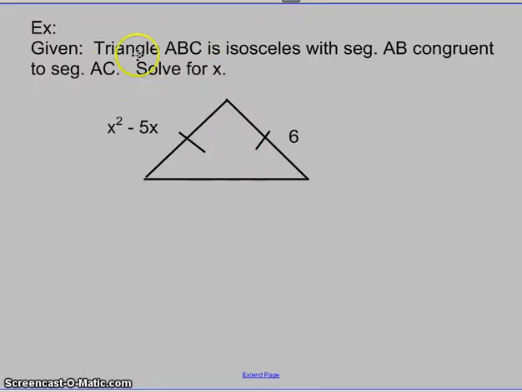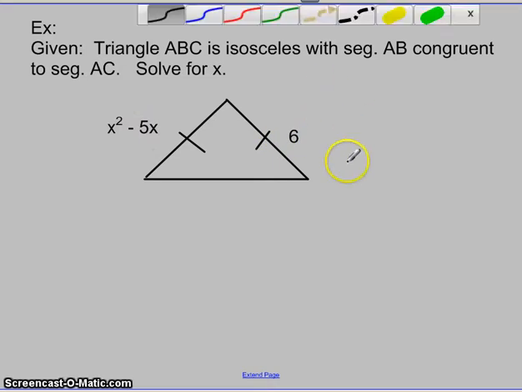Here's what the problems are going to look like. We're going to have a triangle that is given to us as isosceles in this one, with the two sides here marked congruent. And we're supposed to use this information to solve for x. So notice that we've got one side as x squared minus 5x, and the other side as 6. The first thing we're going to do is set up our quadratic equation before we even think about solving it. If these two are marked congruent, that means that they're equal.